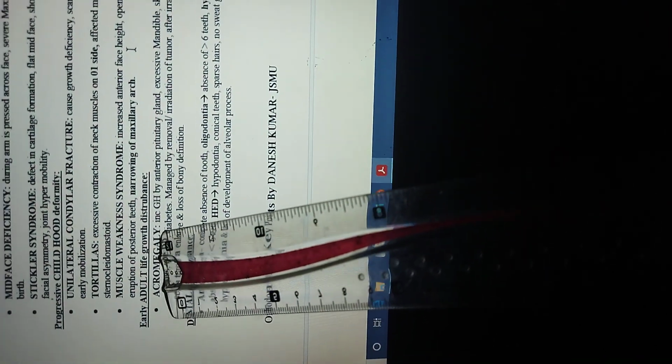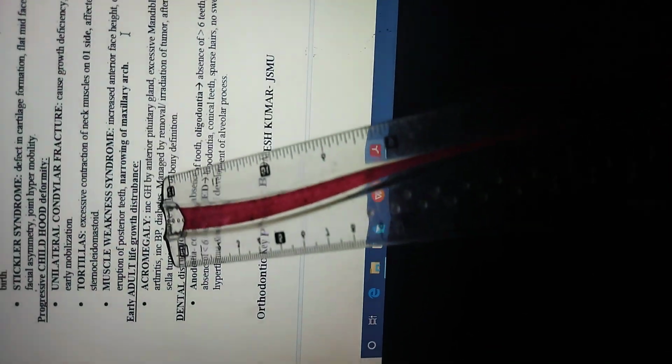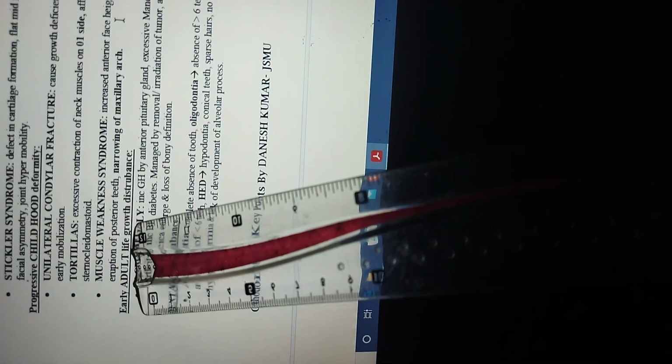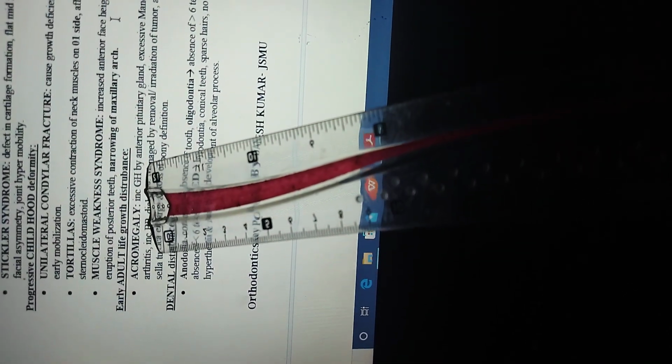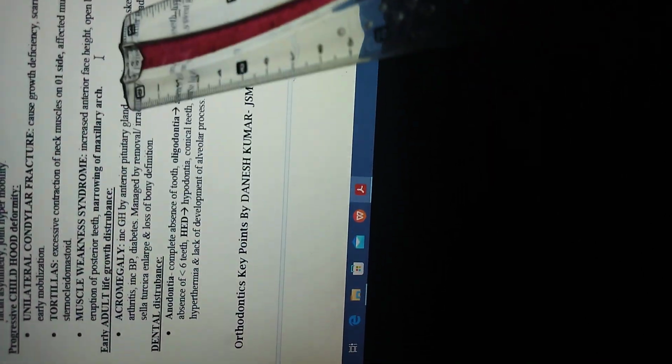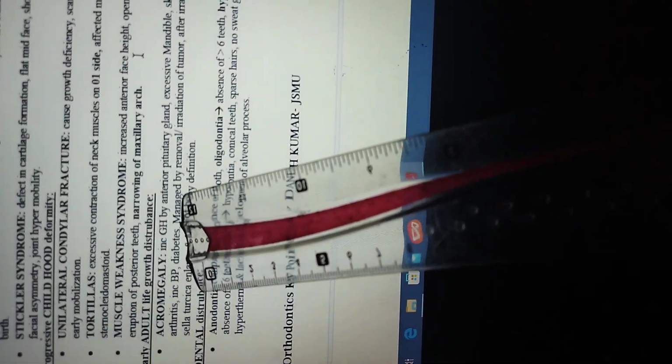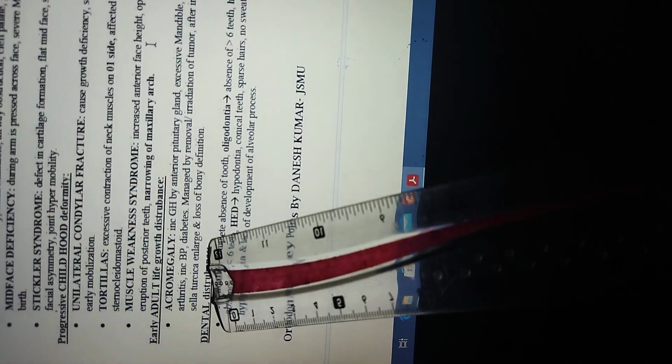Early adult life growth disturbance. Acromegaly comes under early adult life growth disturbance. What is acromegaly? It is because of increased growth hormone from the anterior pituitary gland. There is excessive mandibular growth, skeletal class 2. We will see this topic from book 2. Arthritis, increased blood pressure, diabetes, managed by removal or irradiation of tumor. After irradiation therapy, sella turcica is enlarged with loss of bone definition.